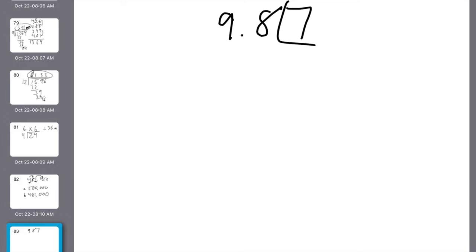Number 10. In the number 987,654, which digit is in the hundredths place? So I have 9, tenths, hundredths. I'm stopping right there. This number is in the hundredths place. Write a 7.